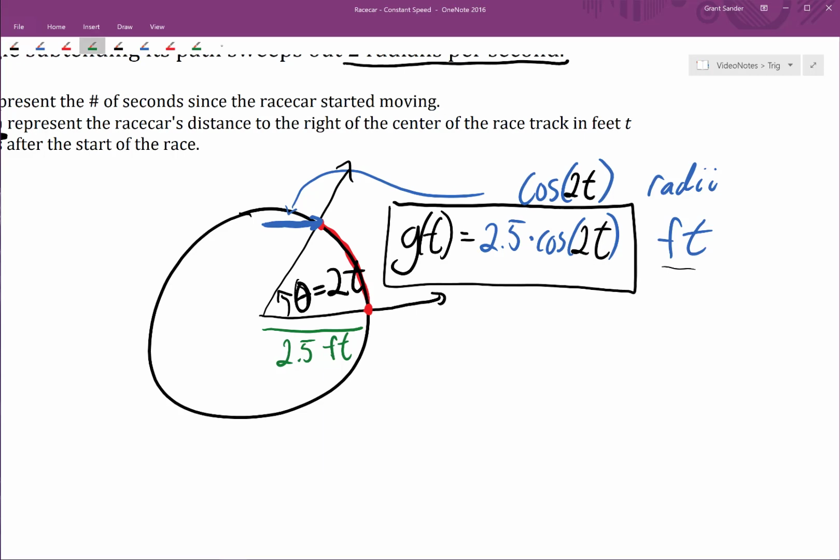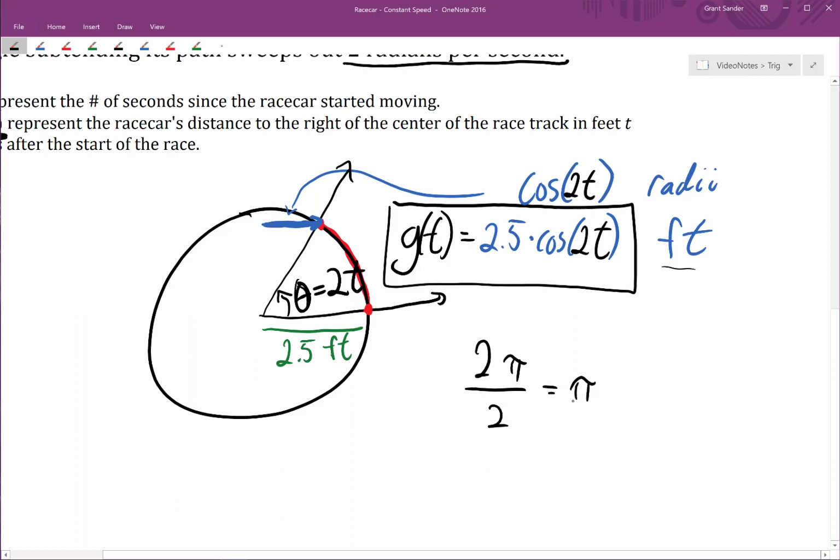It's worth pointing out that this angle must sweep out 2 pi radians for that car to make 1 full lap around the circle. So if it was traveling at 1 radian per second, then it would take 2 pi seconds to make a full lap. However, this race car is traveling at 2 radians per second, or twice as fast, and therefore it should take half as long to make 1 full lap around that racetrack. And therefore, it should take half of 2 pi seconds, or 2 pi divided by 2, which is just equal to pi seconds to make 1 full lap around the racetrack.